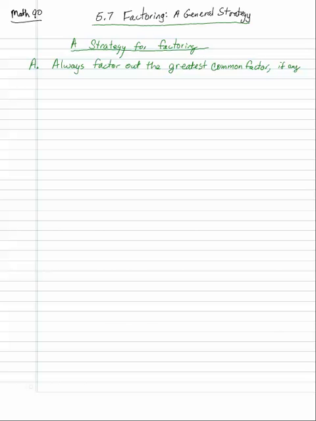Okay, so we start with factoring out any greatest common factors, if there's any. So you always look for common factors. That's always your first thought. Any GCFs, you look at all the terms, you factor it out. And the next thing, then you look for the number of terms.